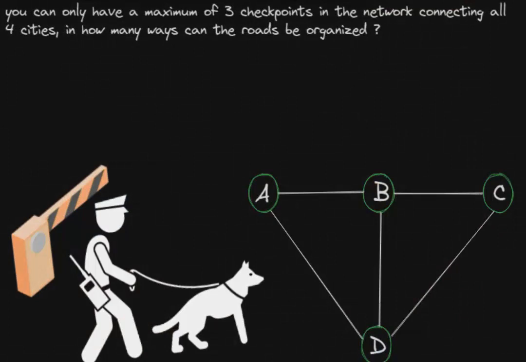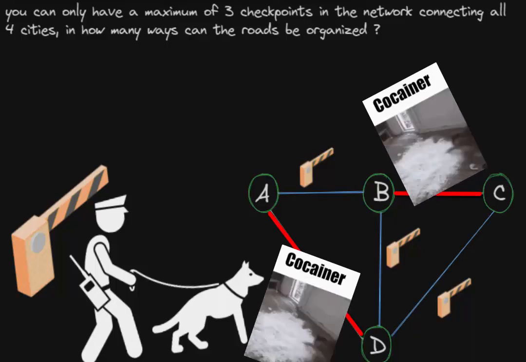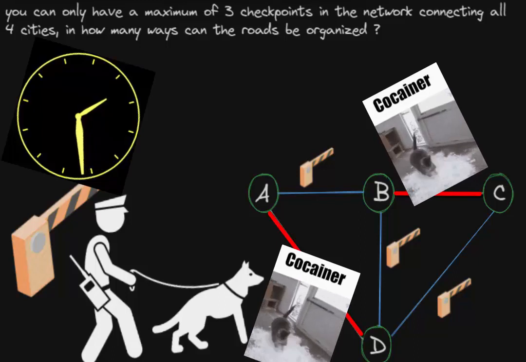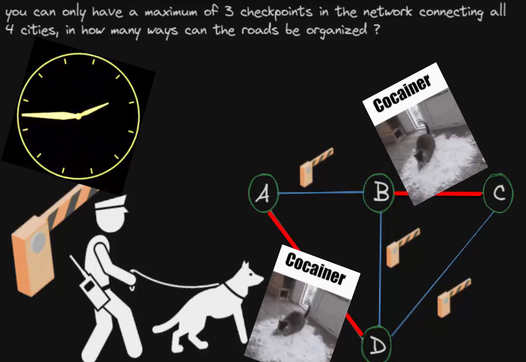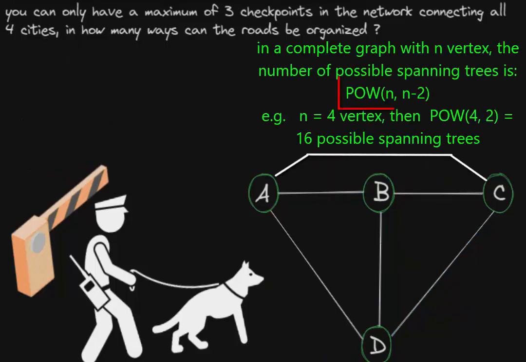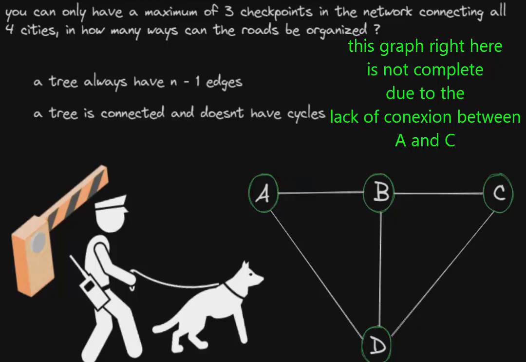Now let's suppose you are the security manager, and only have personnel to deploy 3 checkpoints. If we don't rearrange the network, then drugs will freely cross on these 2 edges without disconnecting the cities. In how many ways can it be solved? This is reduced to finding all the spanning trees, and yes, there is an expression to get the number of spanning trees in a complete graph. Unfortunately, it doesn't apply to this problem because there is no connection between A and C. So we have to manually draw every possible solution here.